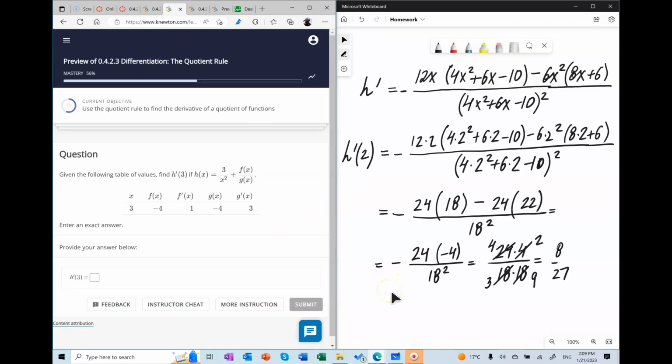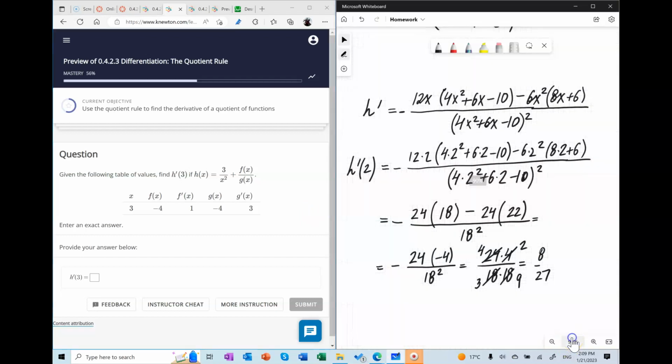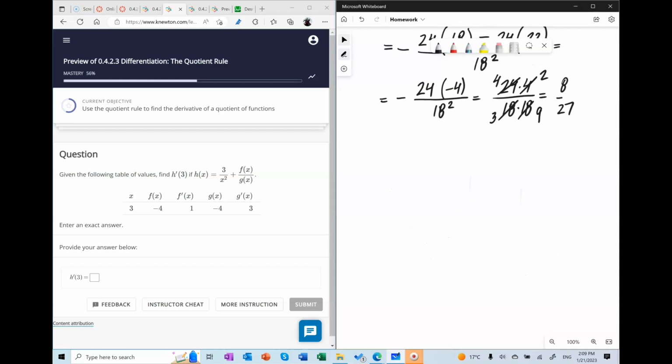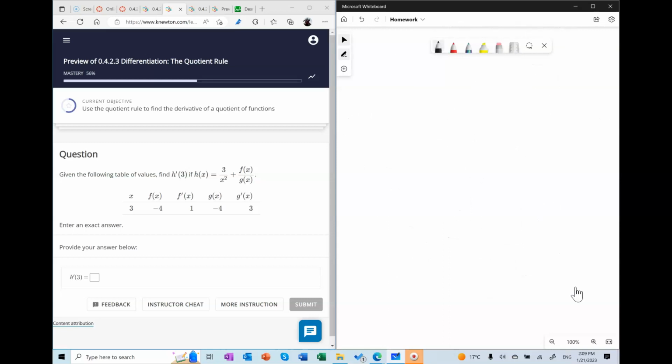Here we have, what do we have here? We have a combination of rules here. So to find h prime, we're going to use linearity first. So h prime will be the derivative of this. By linearity, we take this and separate.